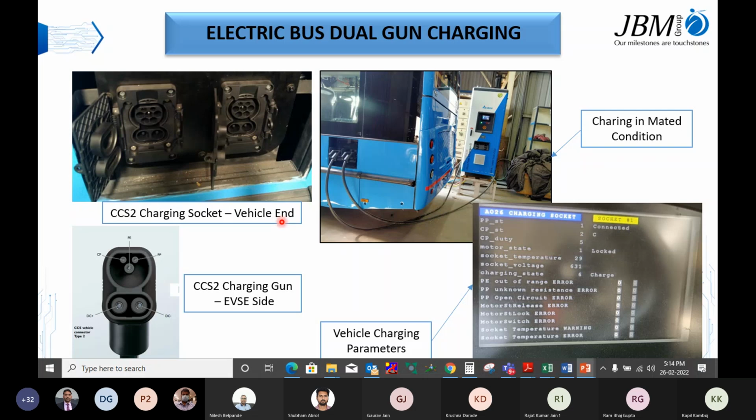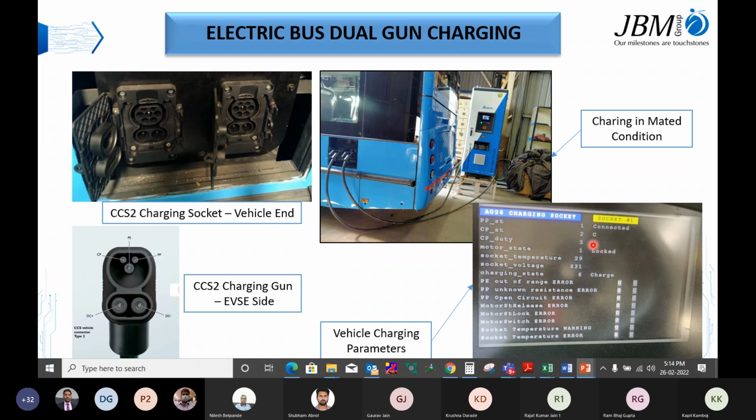Yes. So you can see this is our dual gun charging CCS2 charging sockets of our DTC bus, and below is the CCS2 charging gun from the charger side. During the charging, as you can see from the image, there is one page which is telling all the information regarding the charging. The PP state will tell the bus that the charger is connected. The CP state or the CP duty will make the communication between the bus and the charger.